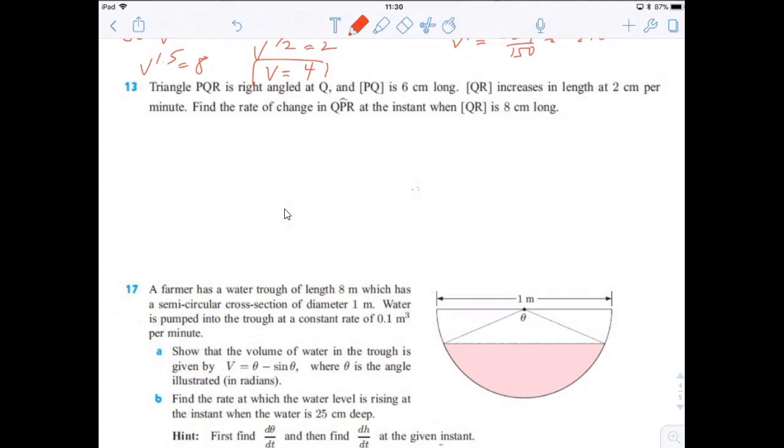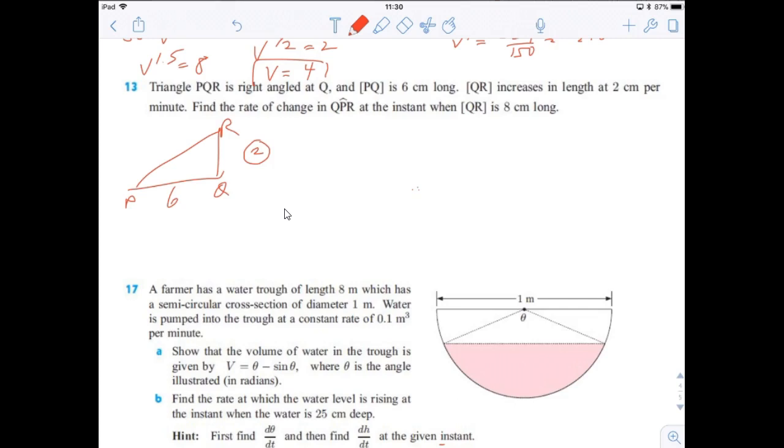So we're going to draw a PQR triangle. P, and the Q is the right angle, so it looks kind of like that. PQ is 6 long. QR increases in length by 2 per minute. So this is the derivative of QR, okay? I'll just put it in a circle so that we don't confuse it with the length. Find the rate of change in the angle QPR at the instant when QR is 8.